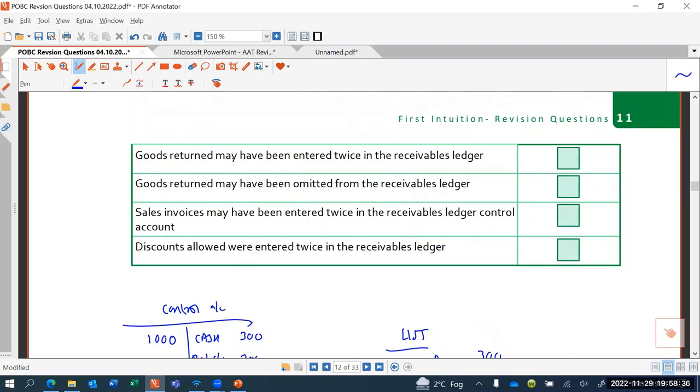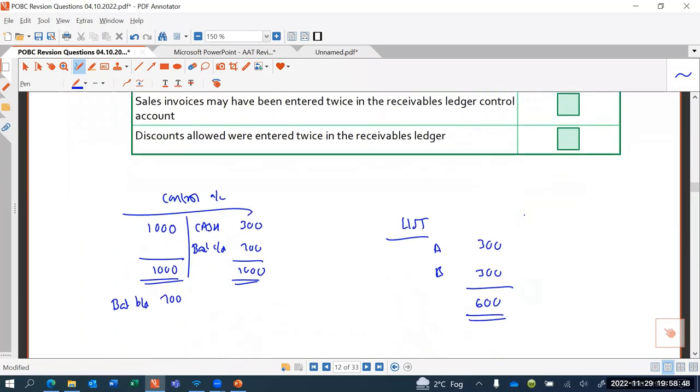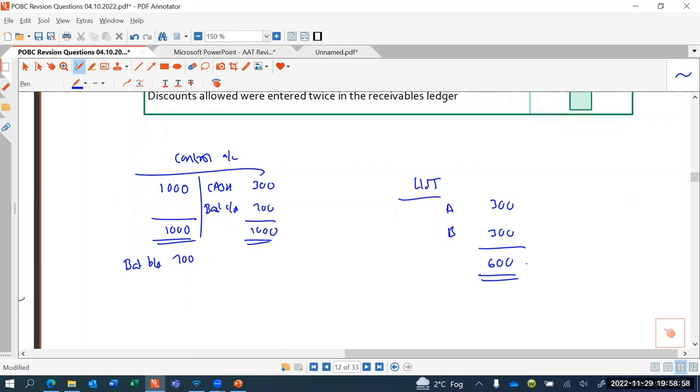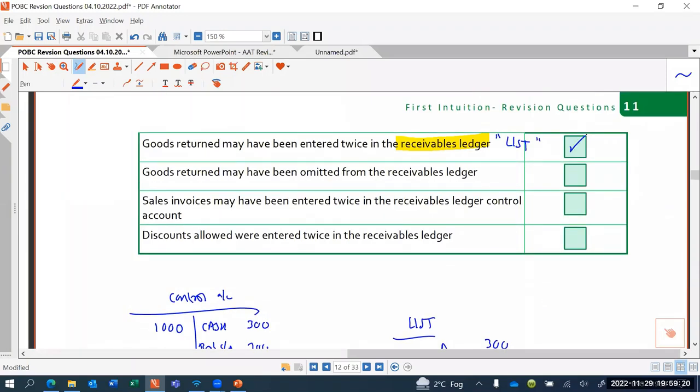Goods returned may have been entered twice in the receivables ledger. Whenever it says receivables ledger, my brain says list, just so I know where I am. So if goods were returned and then we process that return again, would that make the list balance smaller than the control? I think it would, because if I return goods, I would show that my customer owes less money. And then I accidentally process that return again, so the customer now owes even less money. So that would make the list balance too low. So I think that is one of the correct answers, so I'm going to pick that one.